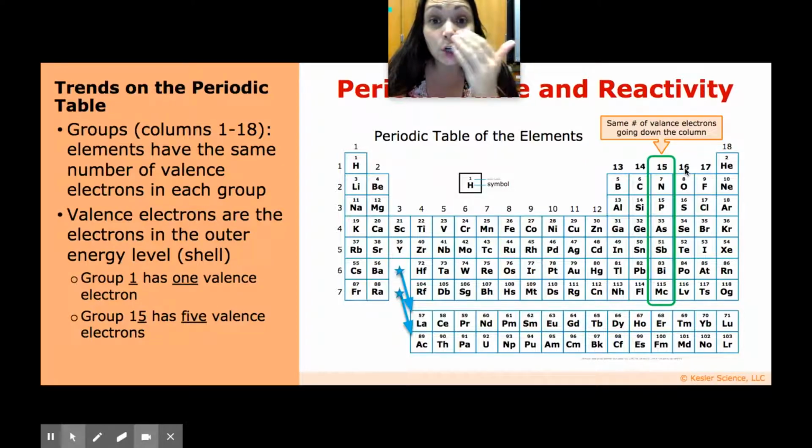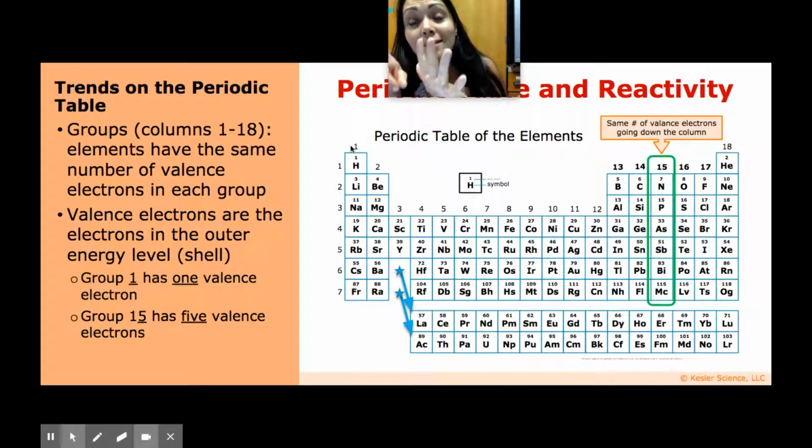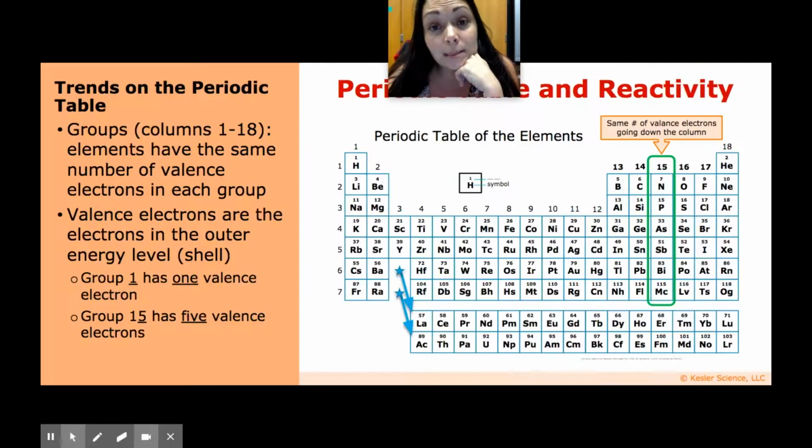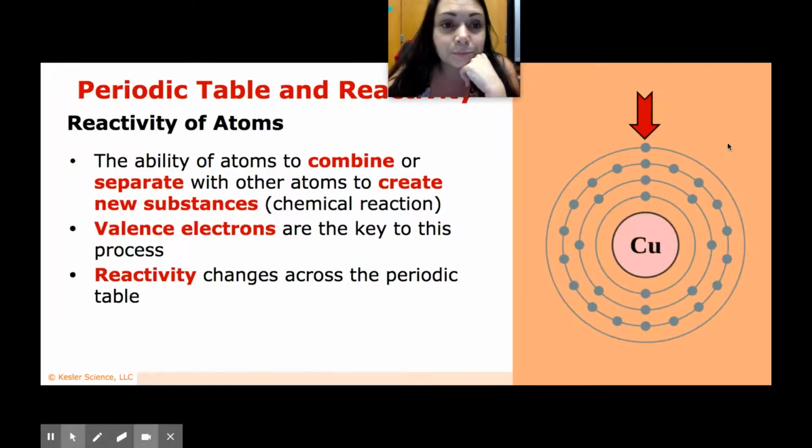So 1 from group 16 that has 6 is going to hook up, react, connect with 2 from group 1, because 6 plus 2 equals 8. So that's why you often see H2O, because oxygen has 6 valence electrons and hydrogen has 1. So if you have 2 hydrogens hook up with an oxygen that has 6, then 6 plus 2 is 8. So it's happy, it's ready to go. And reactivity changes across the periodic table. Like I said, highly reactive, less reactive, not reactive, highly reactive, not reactive.